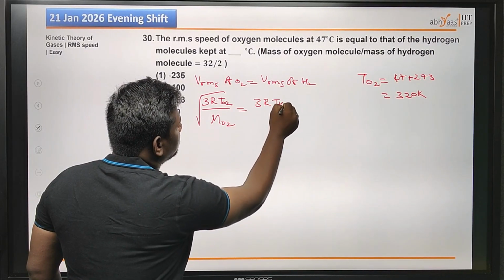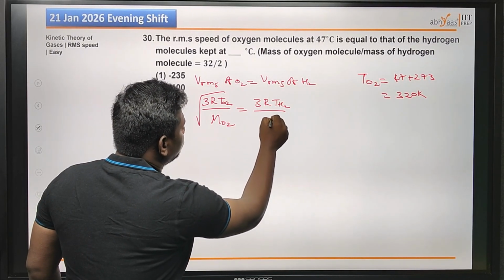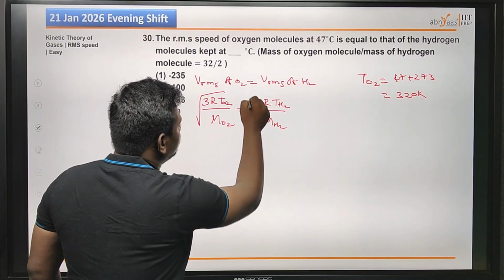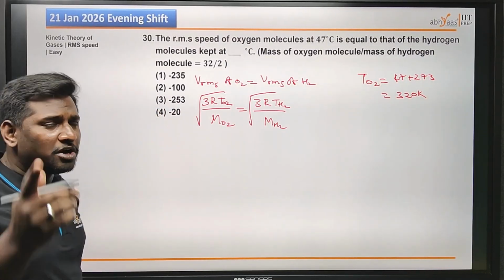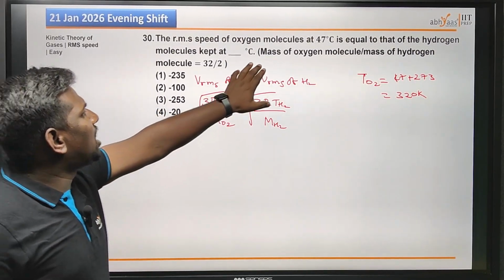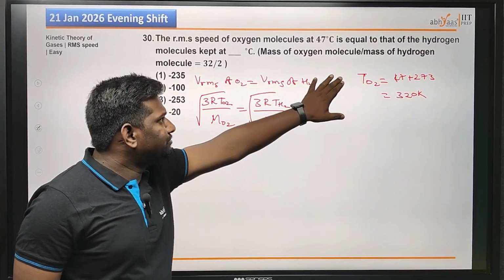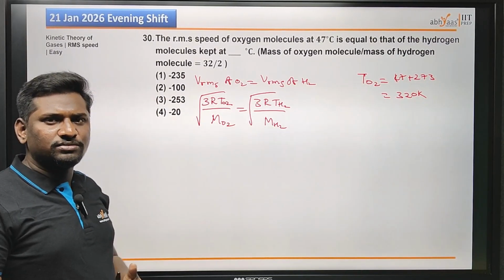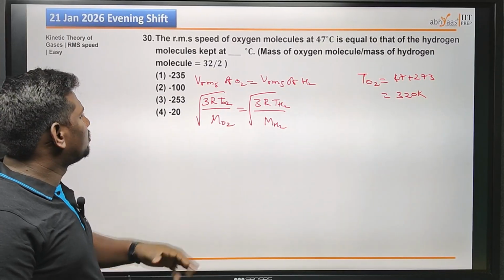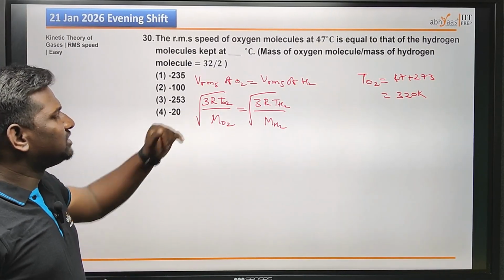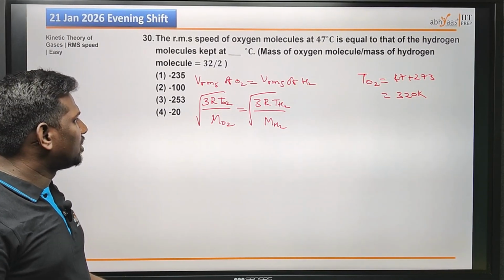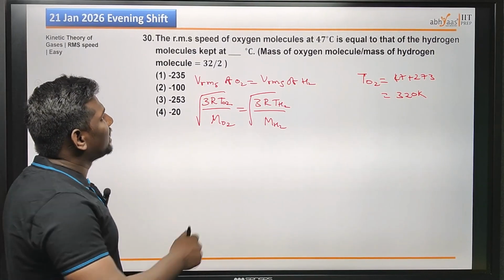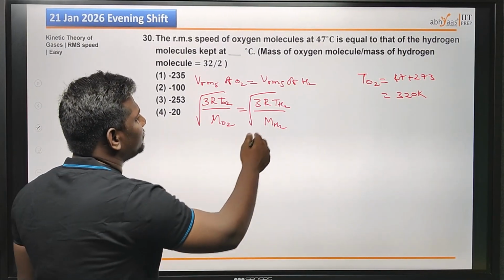Temperature of H2 by mass of the H2. If you observe the question, the mass of the oxygen molecule and the mass of the hydrogen molecule are given. So what do you need to find? You have to find the temperature of the hydrogen.